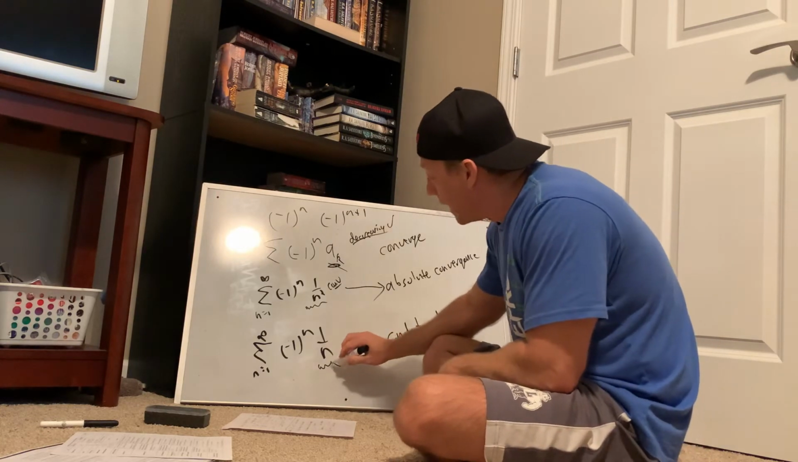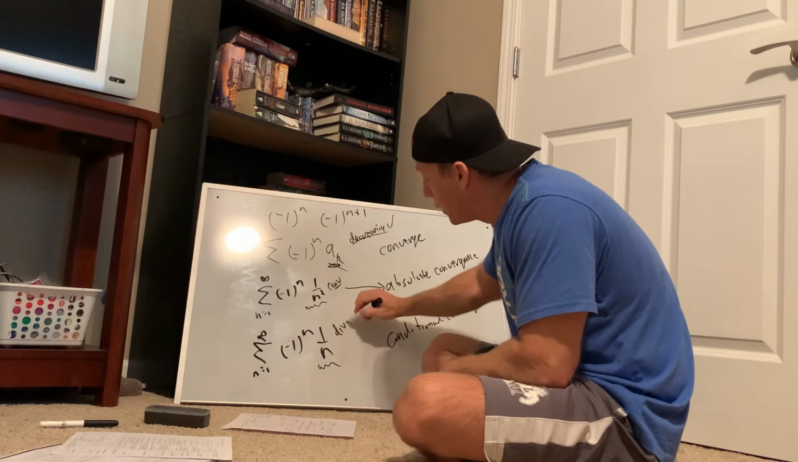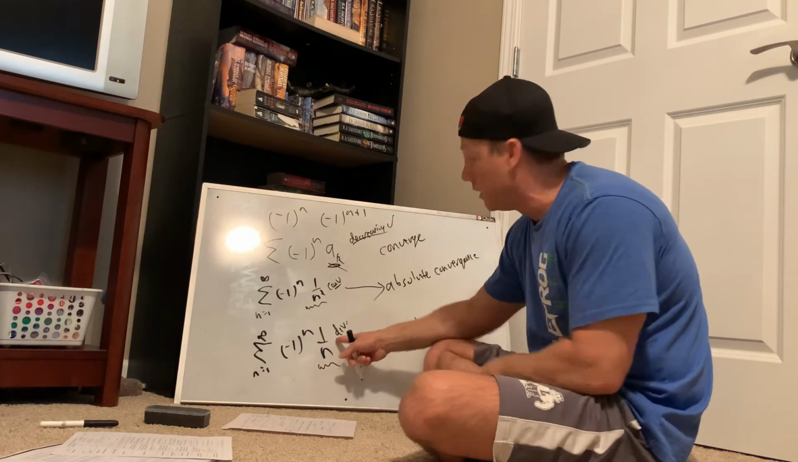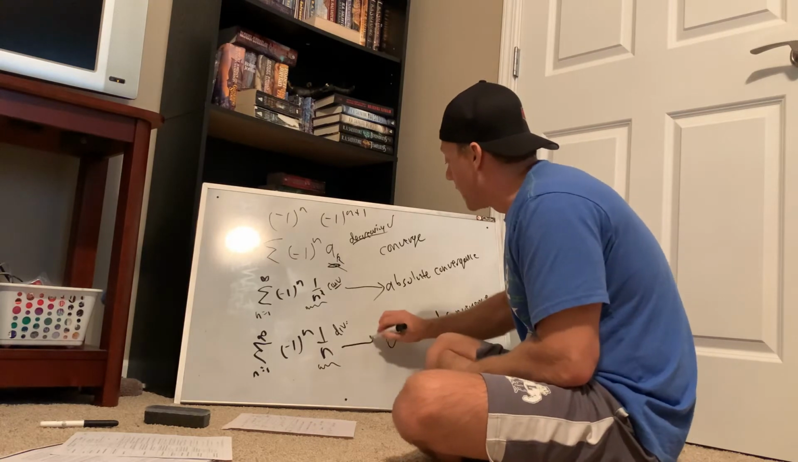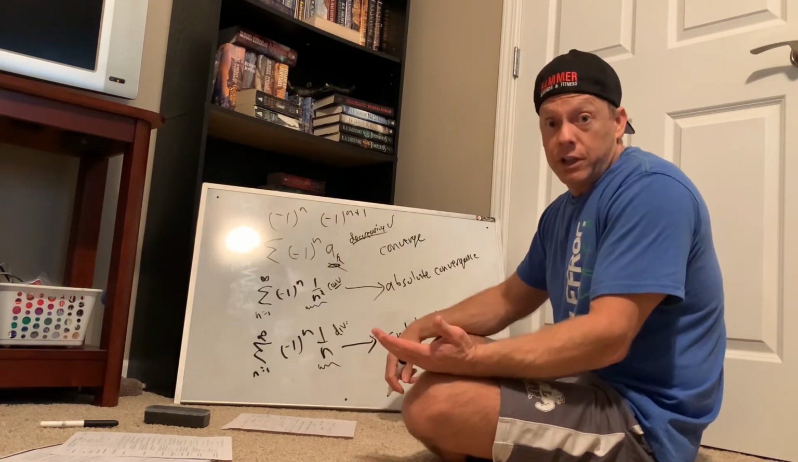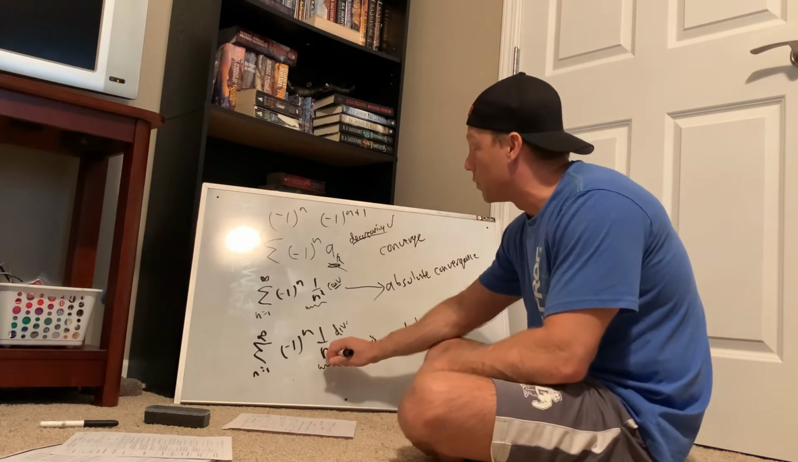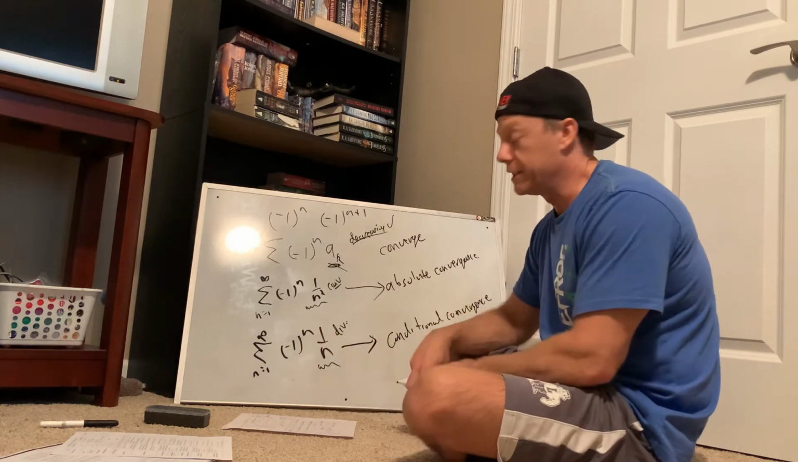To where if this guy doesn't converge on its own, we know that this normally diverges. That's the harmonic series. It's the p-series with 1 as the exponent. Because that normally wouldn't converge, it would diverge. Now it's a conditional convergence. The only reason why this one converges now is because of the alternating signs.